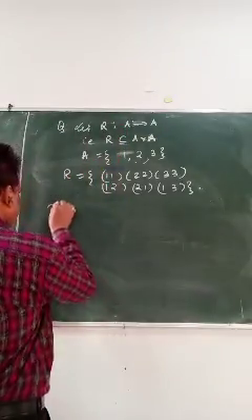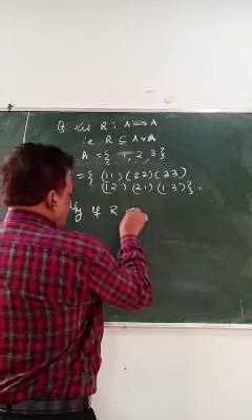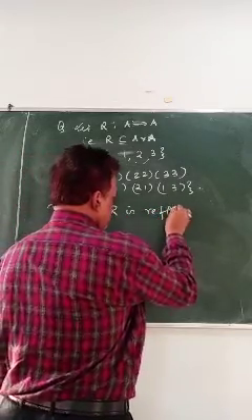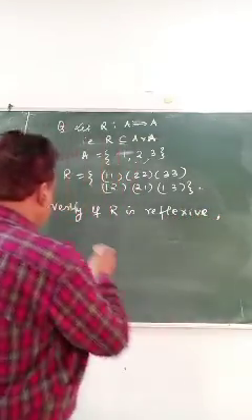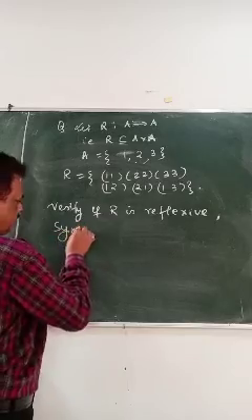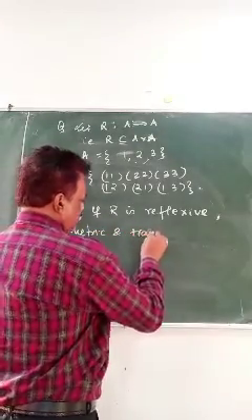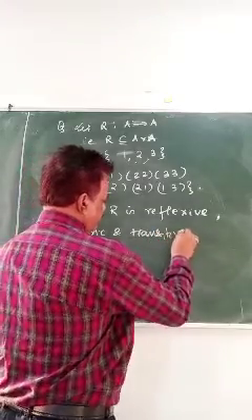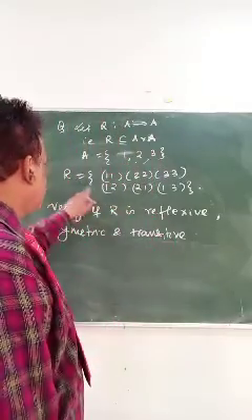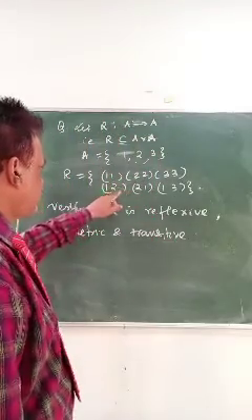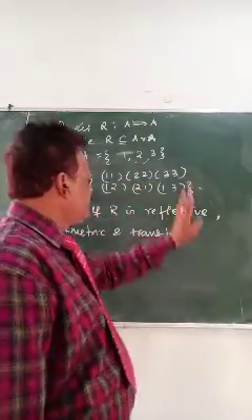Verify if R is reflexive, symmetric, and transitive. Okay, what relation are you finding? Look at the R here. What are the elements you have taken? You have taken (1,1), (2,2), (3,3) like that.